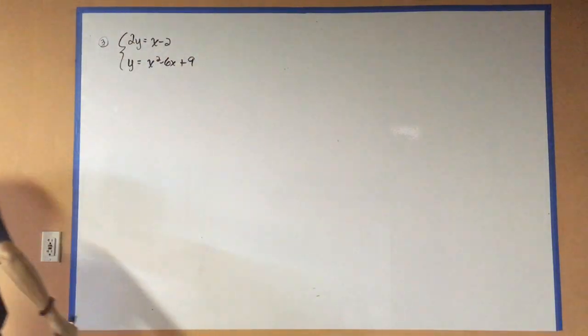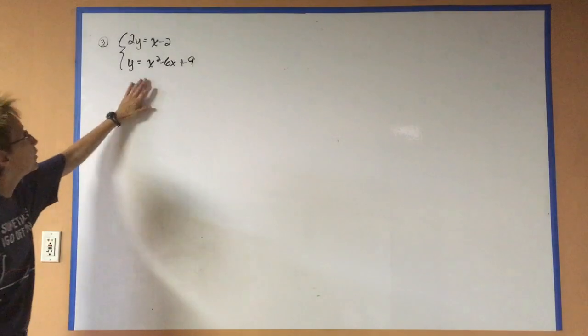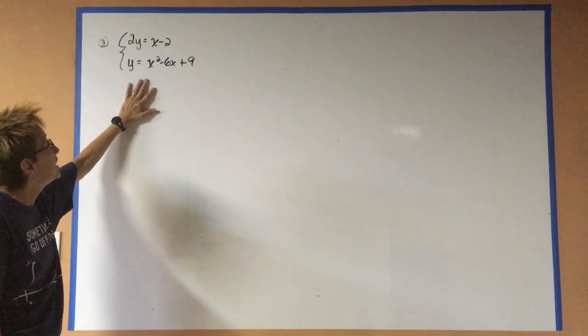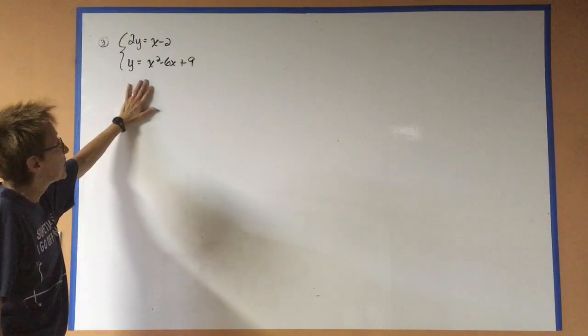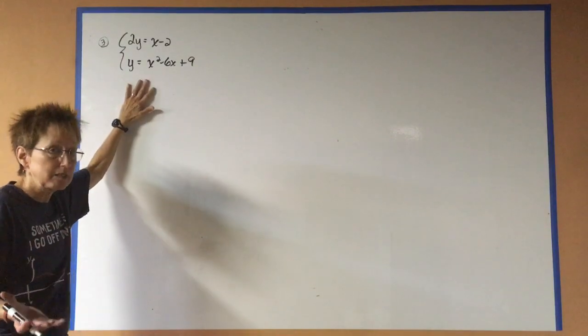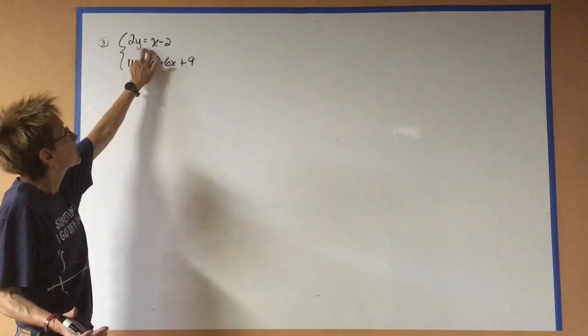So here's my system. Two equations, two unknowns, but they're not both linear, so trying to line this up would be a mess. But before I even try to do this algebraically, I'm going to think a little bit about the graphs. So tell me about this one.